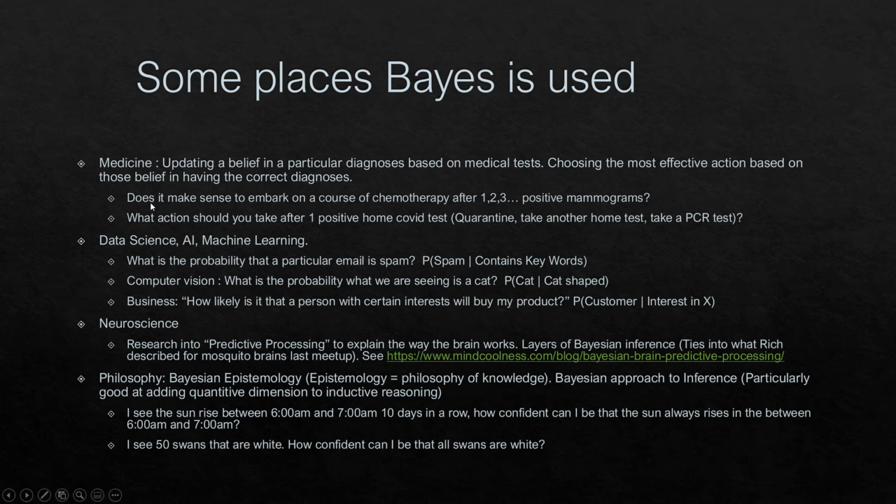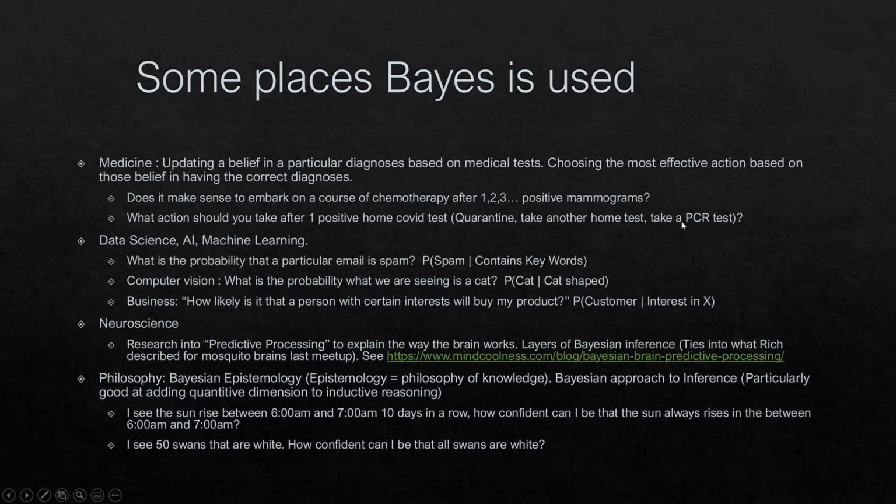So sort of questions you might ask when involved in medical tests: does it make sense to embark on a course of chemotherapy after 1 or 2 or 3 positive mammograms, or a mix of tests here? And then the same thing applies for the current tests like COVID home tests. What action should you take after 1 positive home COVID test? And should you quarantine immediately? You should take another home test to improve your confidence in the results of those tests.